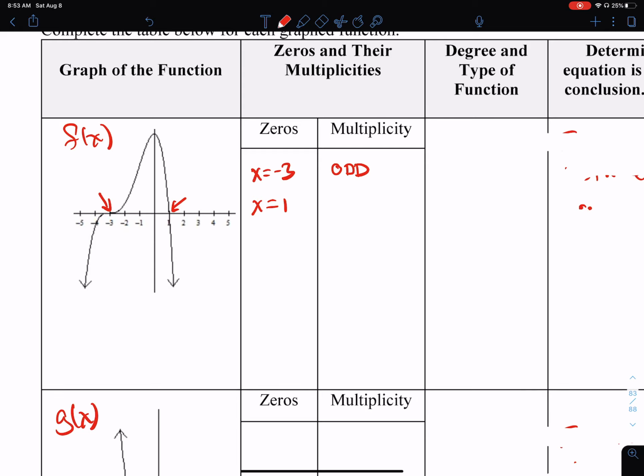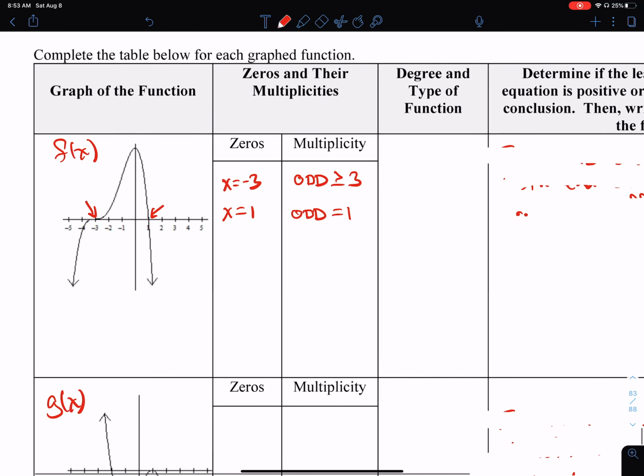It's changing concavity at -3, so it's an odd multiplicity that's at least 3. At x equals 1, it is crossing the x-axis, so it's odd. It does not change concavity, so that's equal to 1. So what type of function is this? What's the degree of the function? The directions say degree and type.